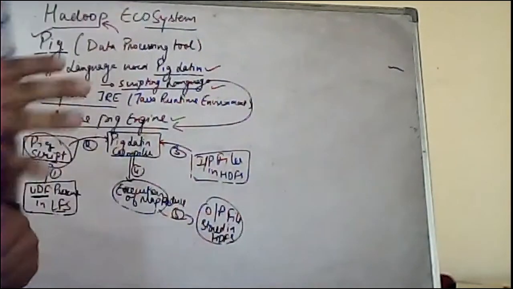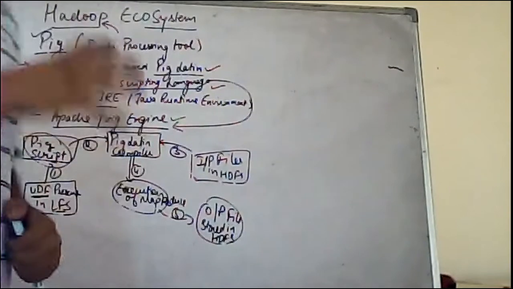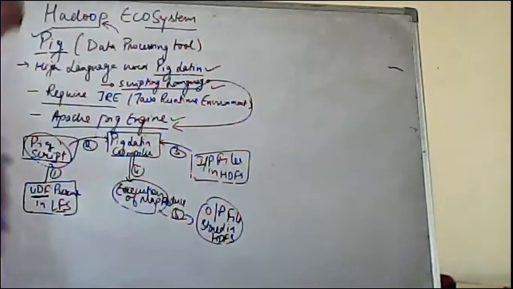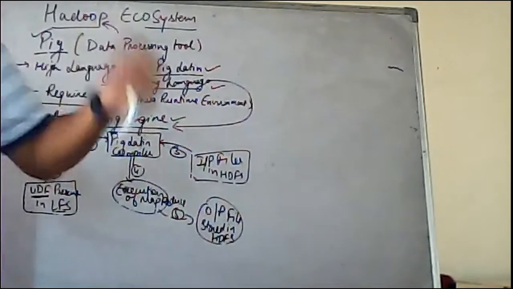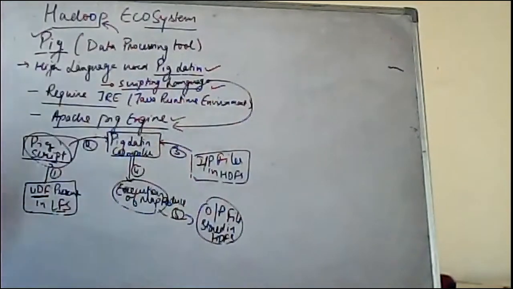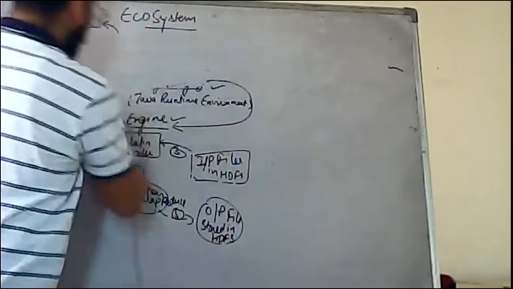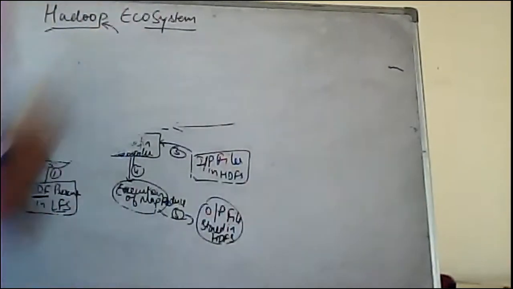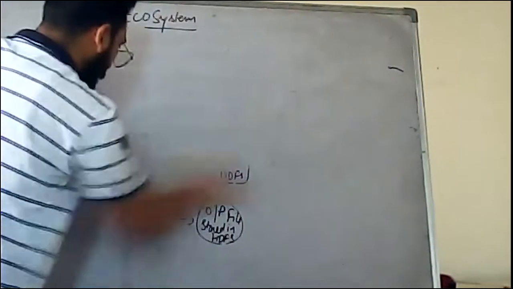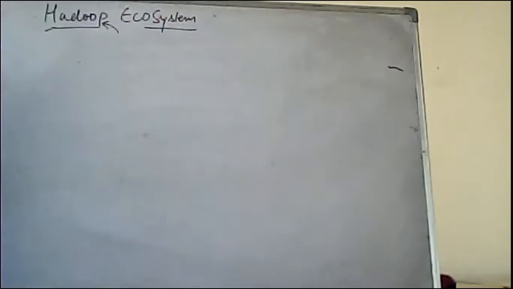Main three tools: Pig. Before that we have studied YARN, and before that we have studied HDFS. Then there is another tool that is used, Flume, and I told that Flume is used to ingest the data into your HDFS.